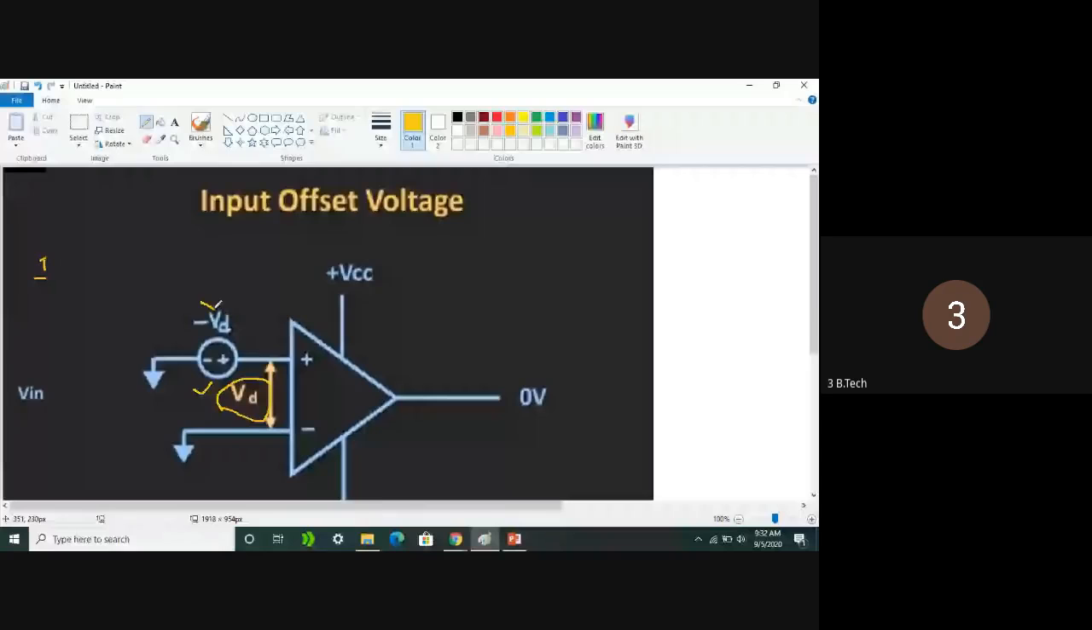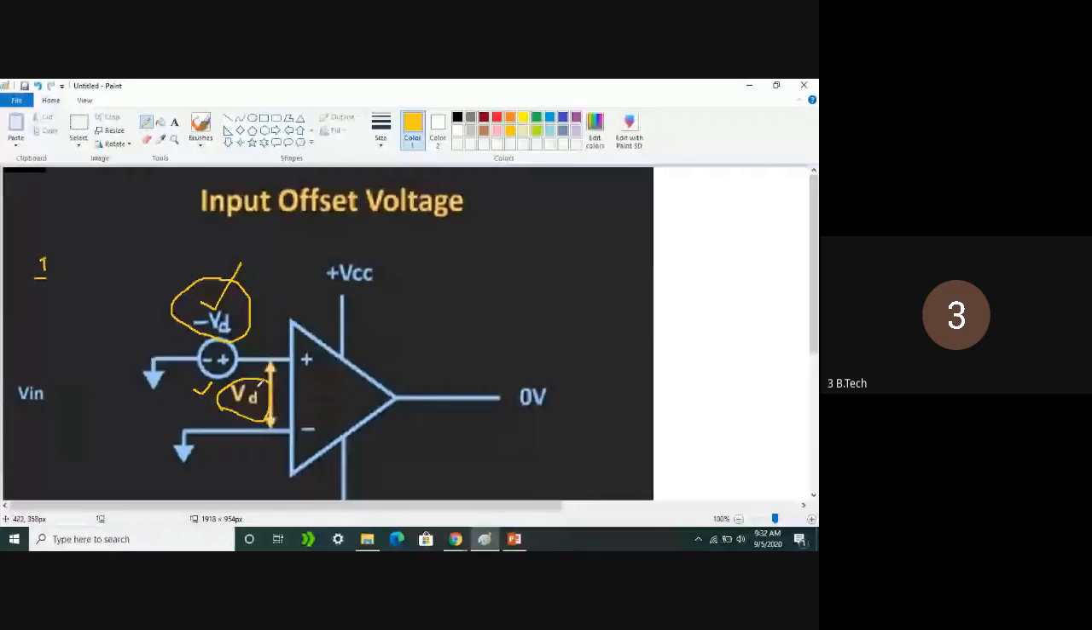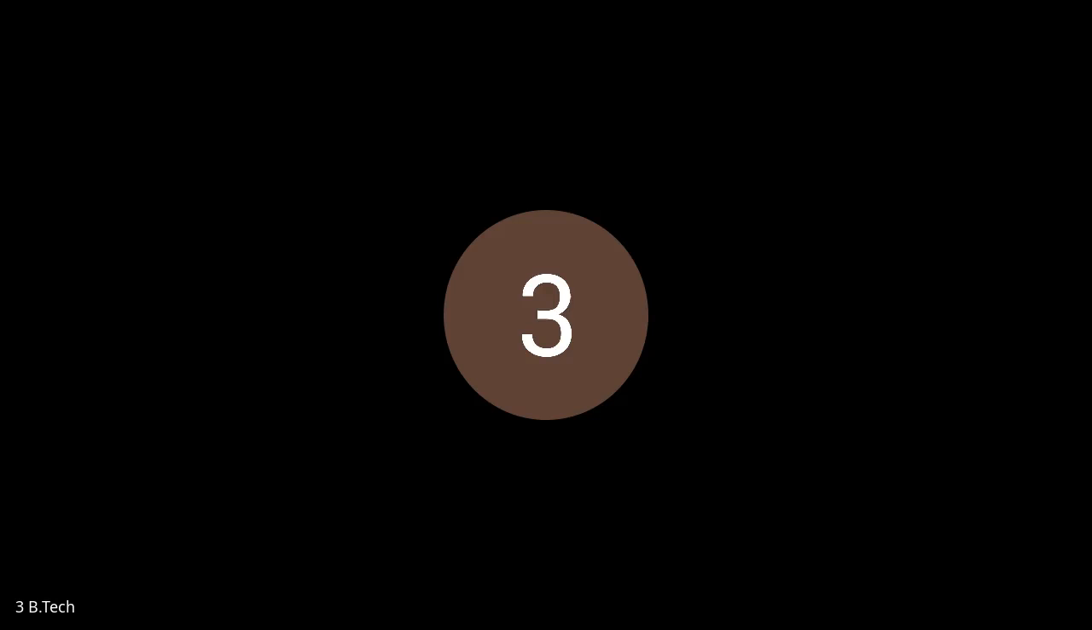If you are applying minus VD, so minus VD and VD, obviously zero potential will be presented at the inputs of the op amp. So if zero is presented at the input side, obviously the output is also zero. So the output voltage is zero. This minus VD is the minimum input voltage that we apply at the input terminals of the operational amplifier to make the output offset voltage equal to zero. That voltage can be called the input offset voltage.